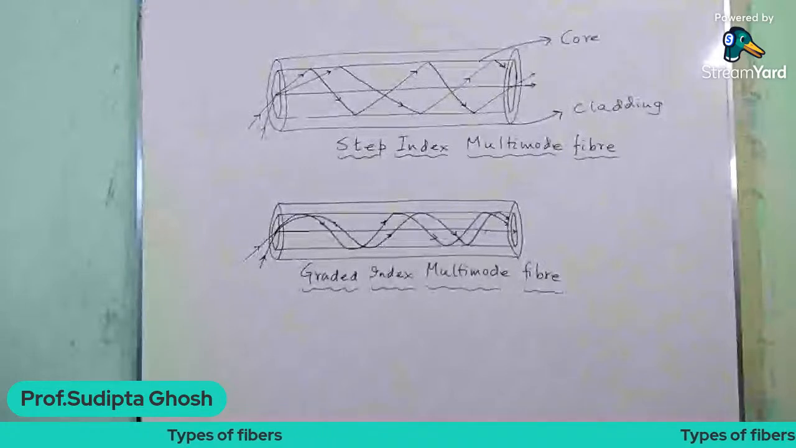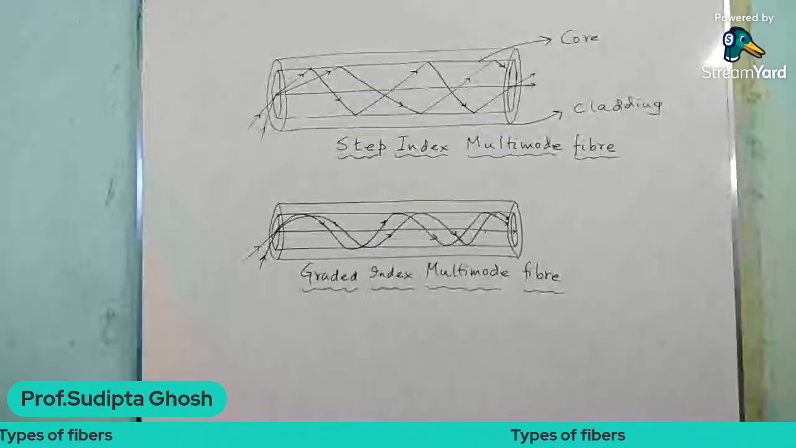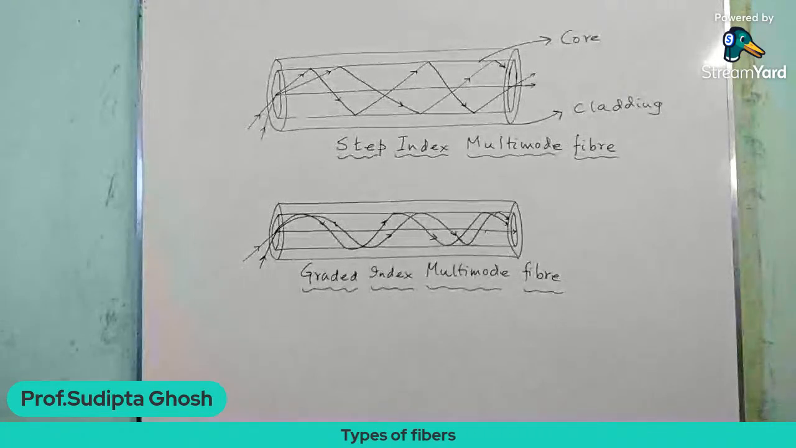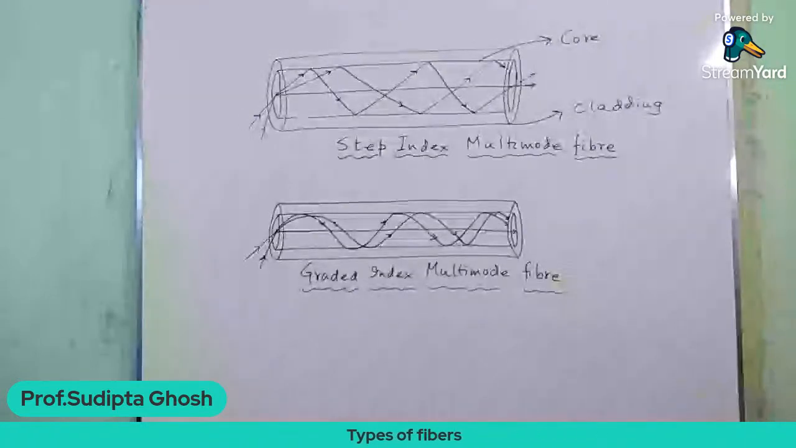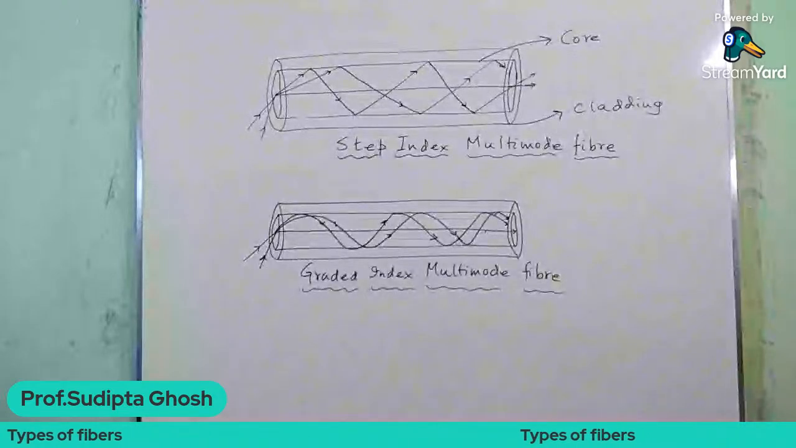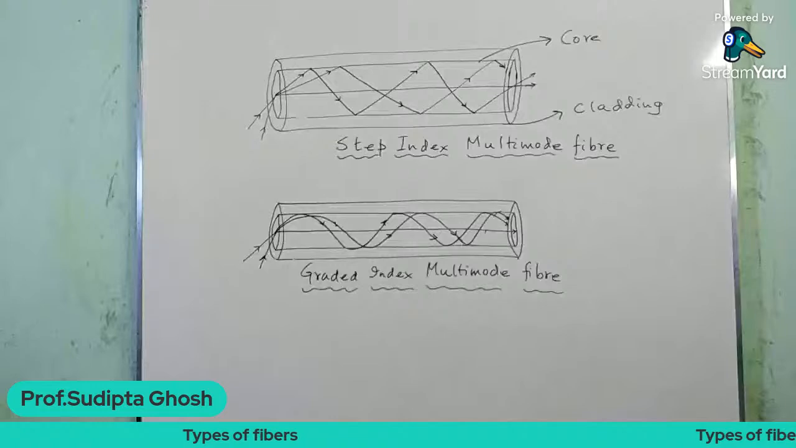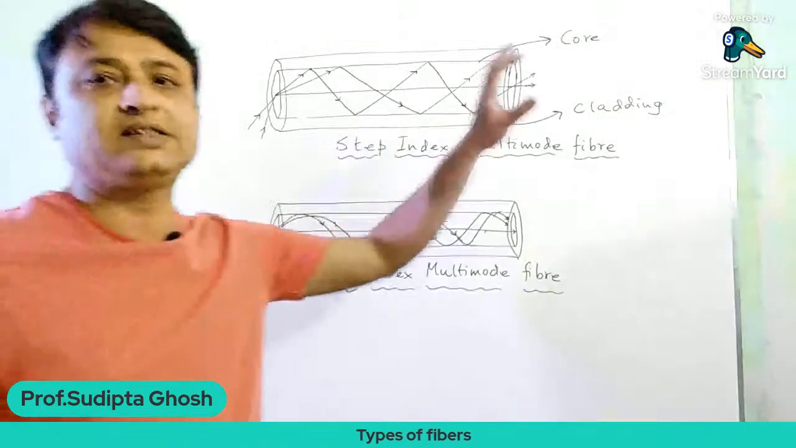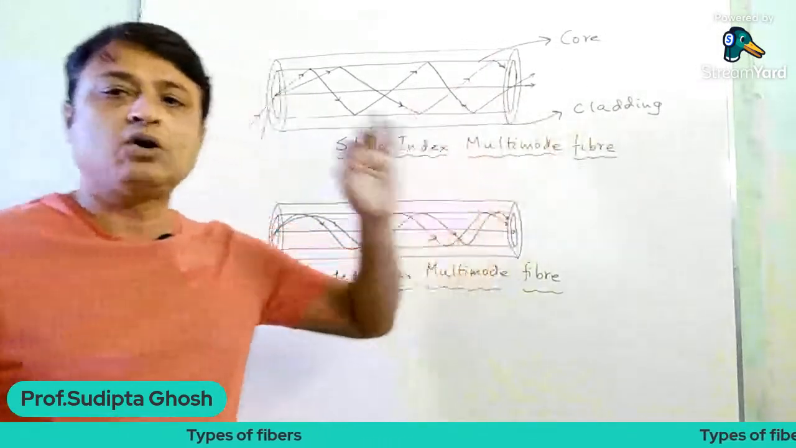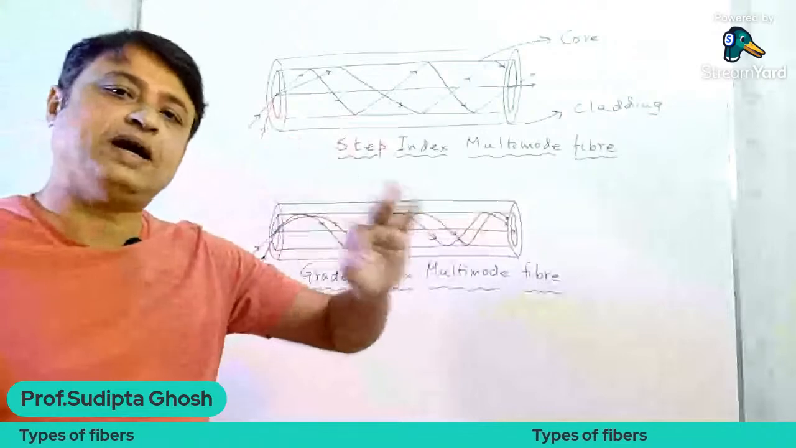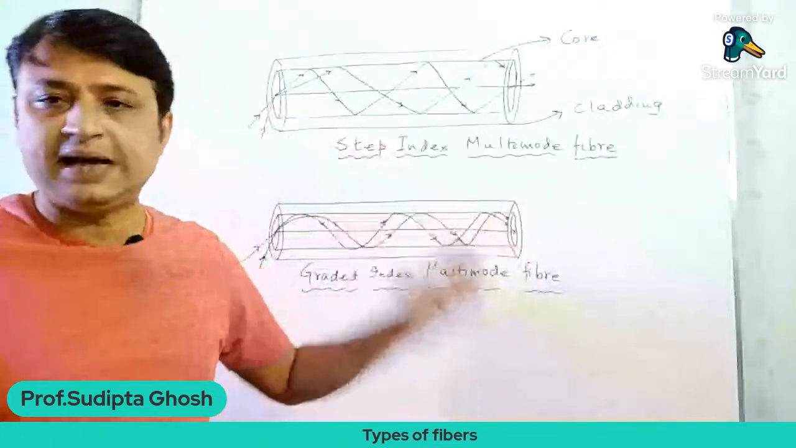So there are two types of optical fibers depending upon the refractive index variation of a fiber. We can divide into two. Number one is the step index fiber and the other one is the graded index fiber. Now if the core has a uniform refractive index, then it is called a step index fiber. So whenever the core has a uniform refractive index, it is a step index fiber.